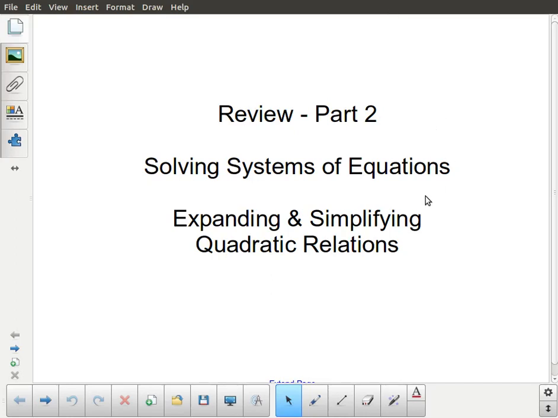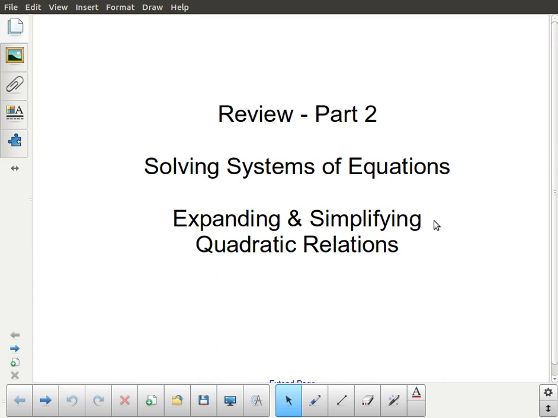For this lesson, we're going to be reviewing once again some of the skills and concepts from the grade 10 course. And in particular, we're going to be focusing on very algebraic concepts. We're going to be looking at the idea of solving systems of equations. So that's manipulating the equations of different straight lines to try to find their points of intersection.